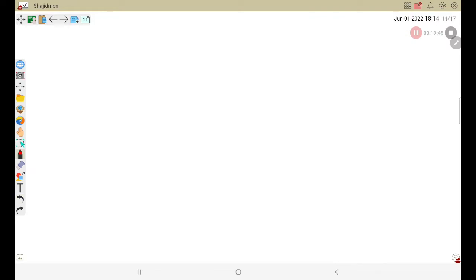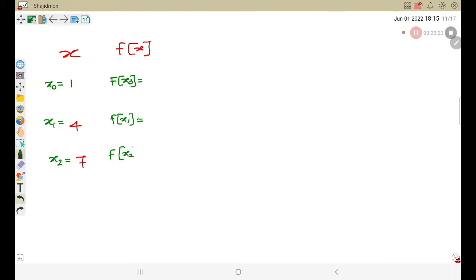So we can do it on a separate page. First we are writing the x numbers, then the f of x values. What are the x numbers here? 1, 4 and 7. We need to leave a little space. This first number we are calling x0, this x1 and this x2. Now in the second column we are writing f of x0, f of x1 and f of x2.